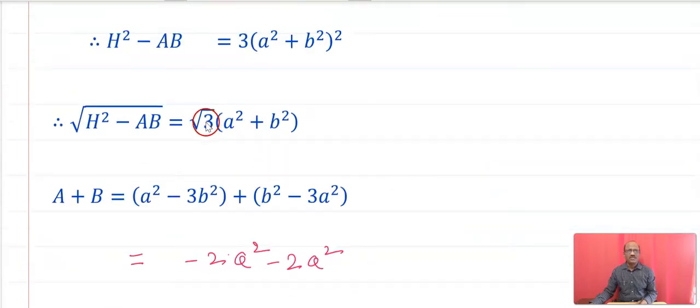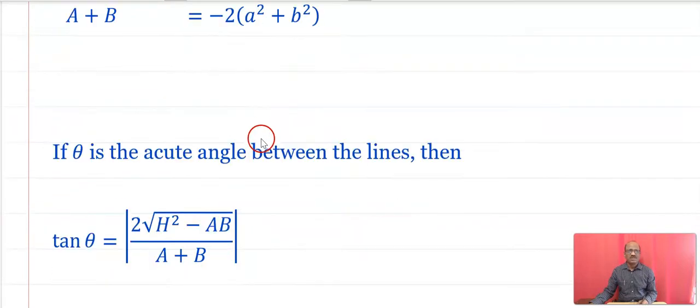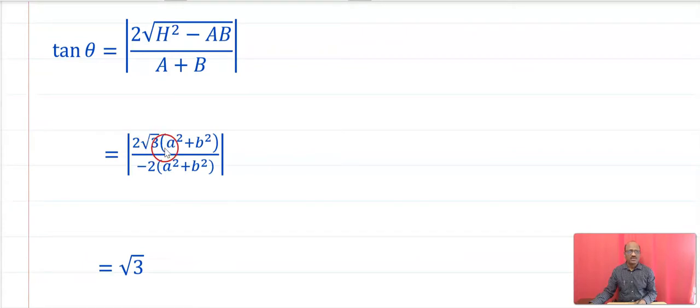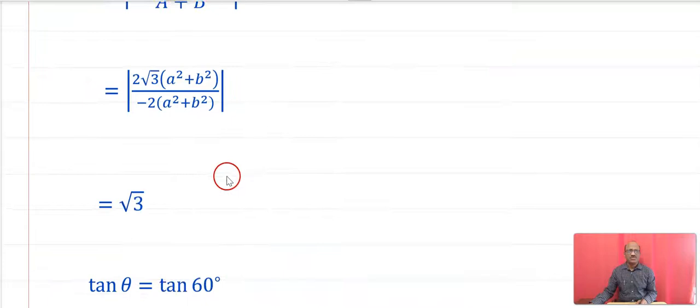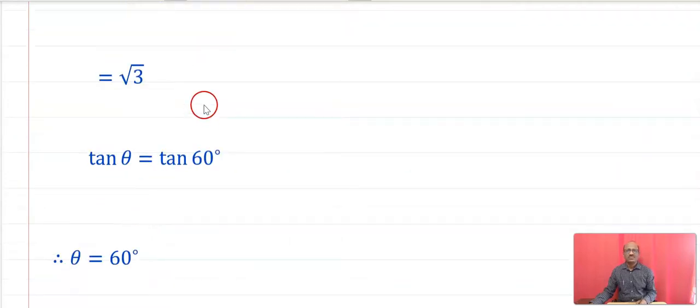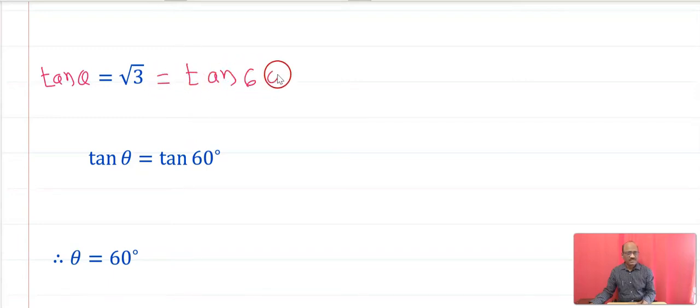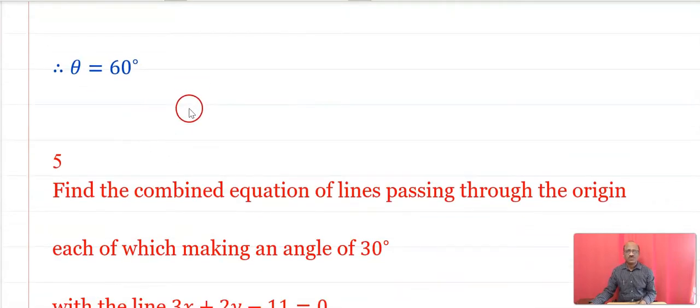Substitute the value of √(h² − ab), which is √3 (a² + b²). Here that is 2√3 (a² + b²) upon a + b, which is −2(a² + b²). This gets cancelled, 2 gets cancelled, and you will get tan theta is equal to √3, and this is nothing but tan of 60 degrees, and that's why theta is equal to 60.